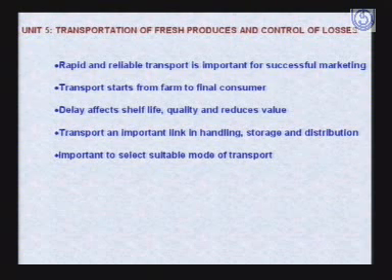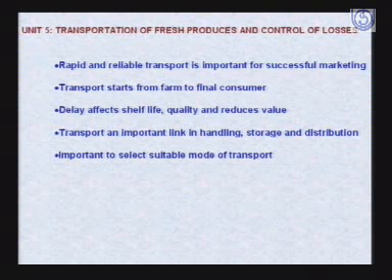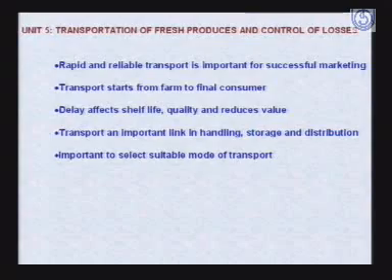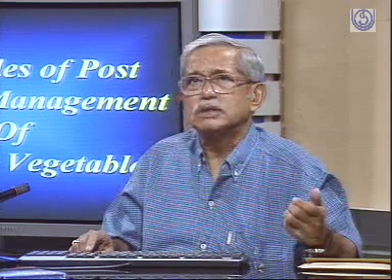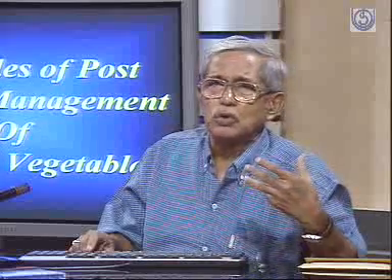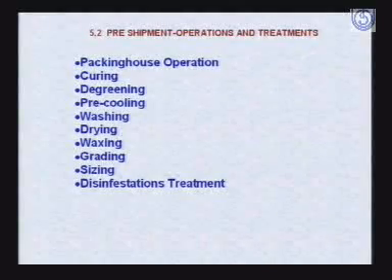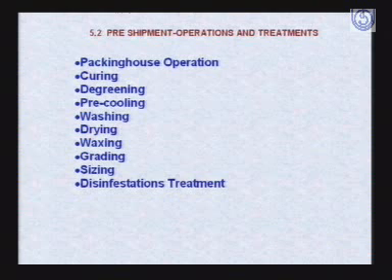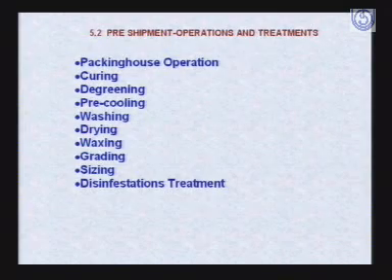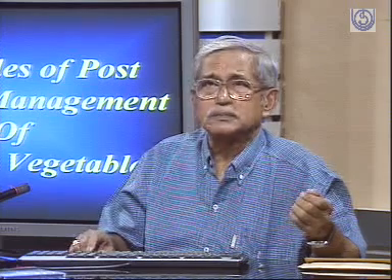So handling and storage are very, very important for reducing the losses, so that the farmers and the consumers get the advantage. Now there are several pre-transport operations. We have to immediately harvest, we have to wash it, we have to pack it, we have to cure it, we have to degreen it, we have to pre-cool it, then dry it, then grade it, size it, and use some disinfectant. So these are the pre-transshipment requirements.